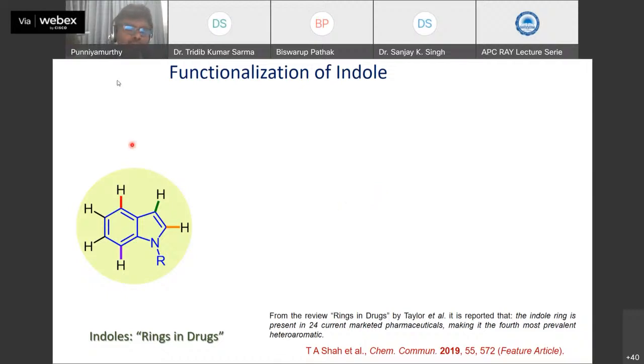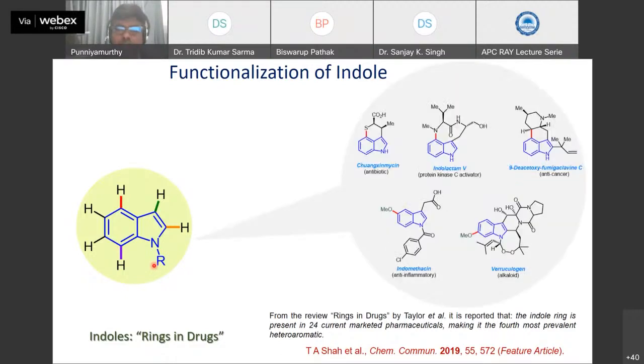As all of you know, indole is a very important heterocyclic compound. It is present in several natural products and biologically active compounds. There are several compounds that have indole as a core unit or part of the molecule, which show very interesting biological and medicinal properties. If you look at the marketed drugs, 24 molecules have indole as a structural scaffold. Therefore, effort has been made to functionalize indoles.